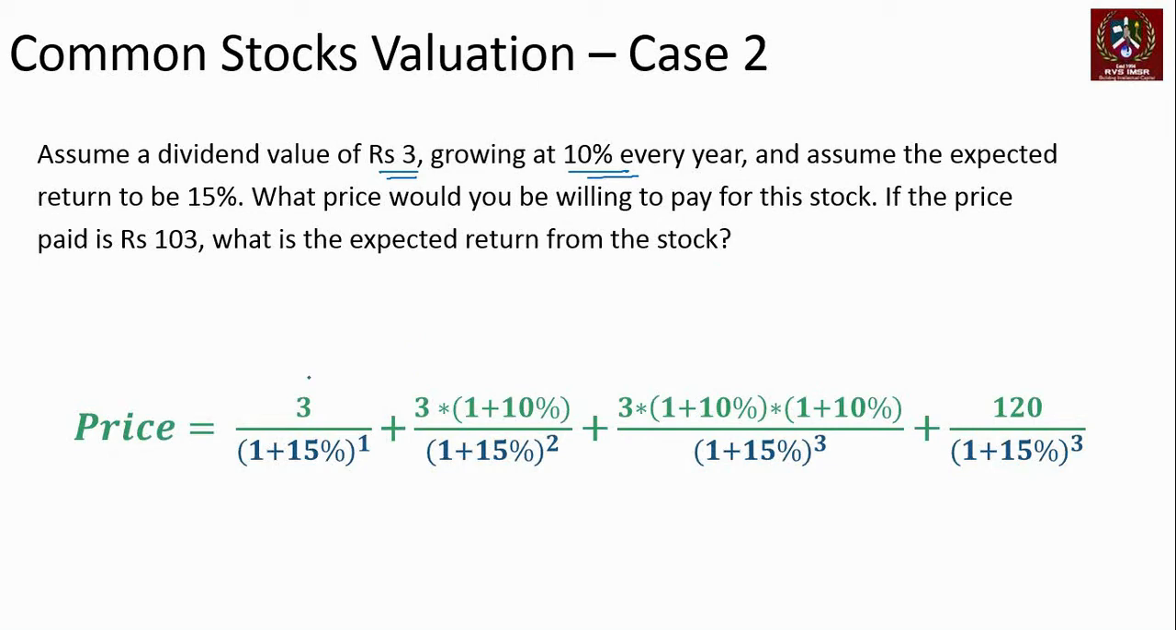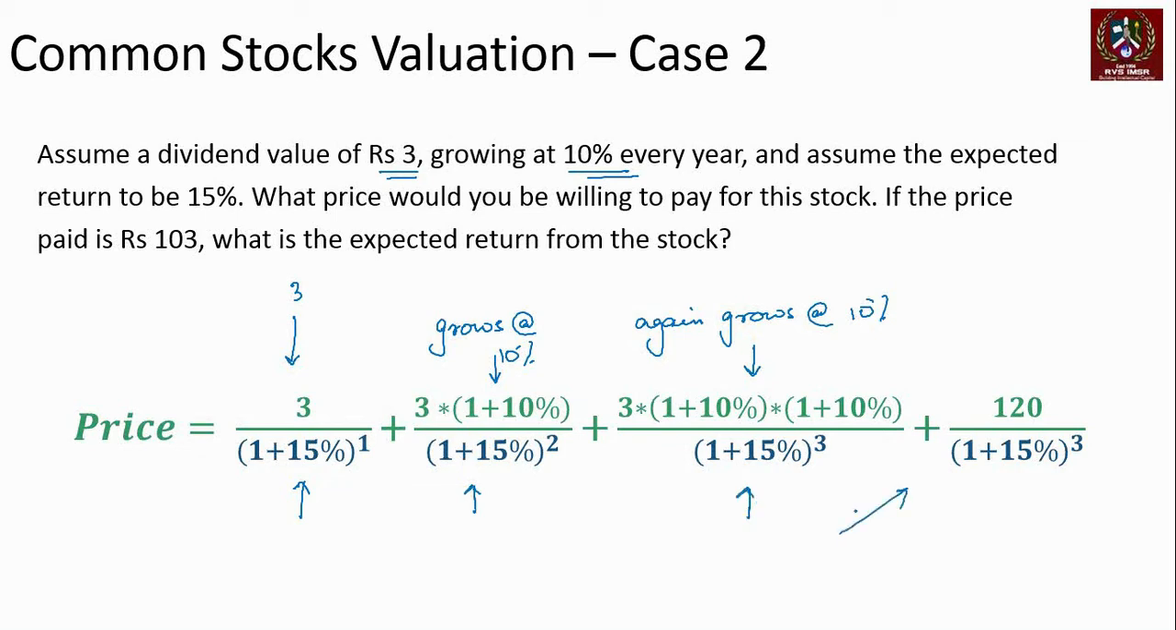So what is the price you will pay? In the first year, you're getting 3 rupees as dividends, which is here. This grows by 10%, and then again grows by 10%, right? The dividend keeps growing at 10%. So the dividend value goes to 3 into (1 + 10%) and 3 into (1 + 10%) whole squared. You find the present value at your expected rate of return. And finally, the 120 rupees in the last year also gets discounted at the same (1 + 15%) raised to the power 3. To understand this, it will be good if we go back to our Excel file once again and try to solve the question there.